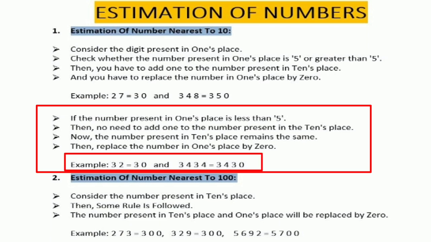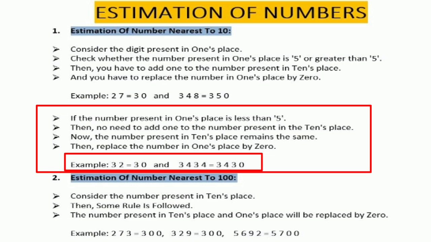Let us take an example. I take here 32. Here in 32, 2 is present at ones place, which is less than 5. So we need not add 1 to the number present in the tens place, that is 3. So 32 is estimated as 30. Let us take another example.